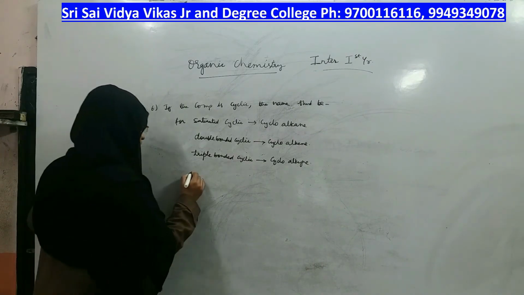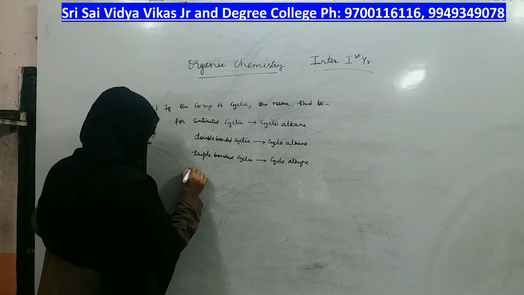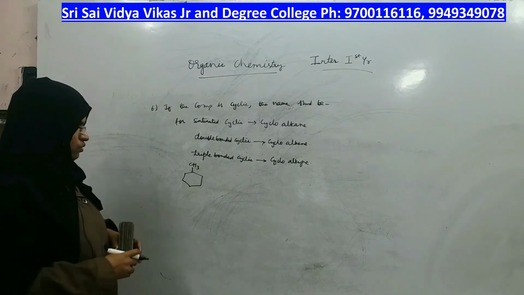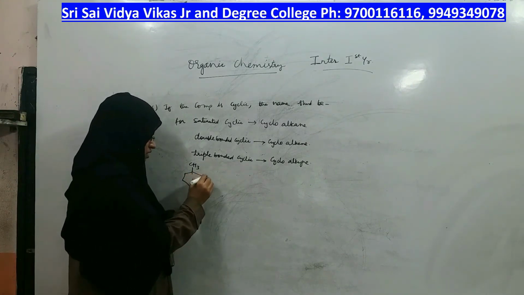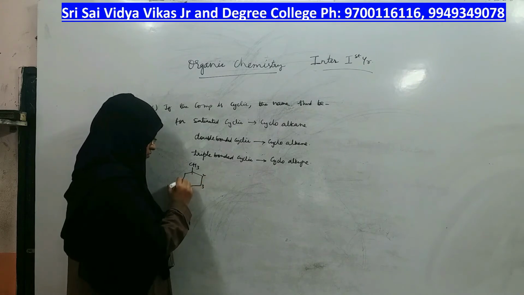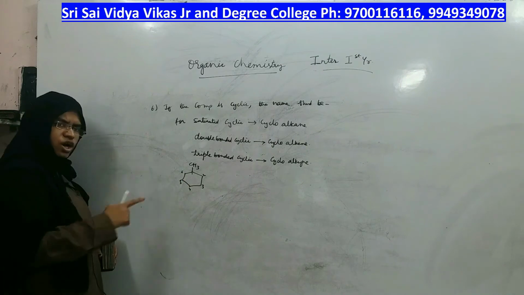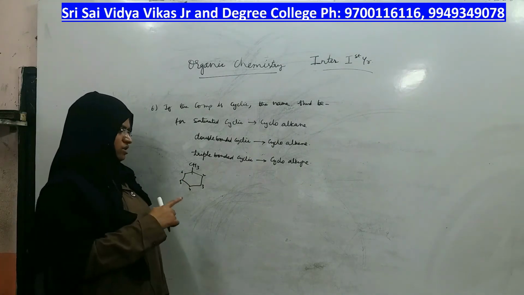Okay. Let me take an example. This is the compound given to you, right? What is the root word? How many carbons? 1, 2, 3, 4, 5, 6. I started numbering from this carbon because a substituent is present on this carbon. Priority should be given to substituents.